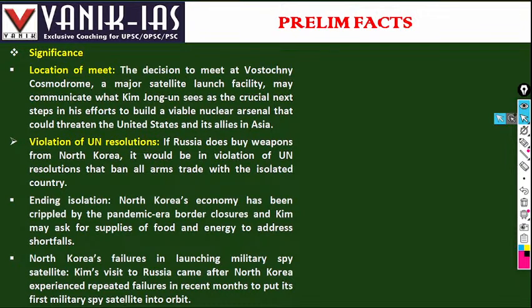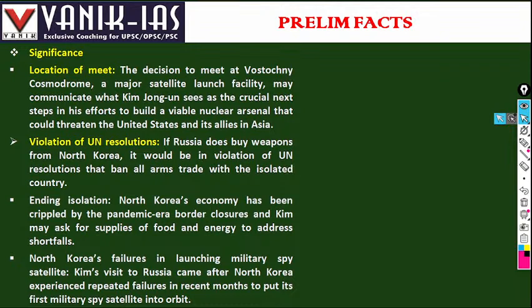Violation of the UN resolutions. If Russia does buy weapons from North Korea, it could be in violation of UN resolutions that ban all arms trade with the isolated country. Since Russia invaded Ukraine, the world has imposed an arms embargo on Russia, and North Korea is also under an arms embargo. If both go ahead with this purchase deal, it would violate international norms.